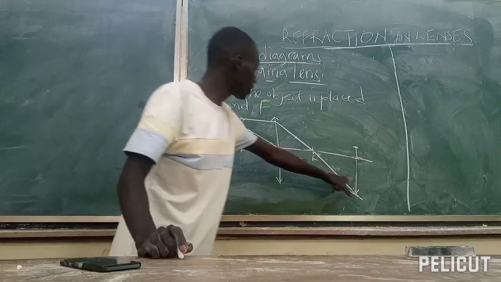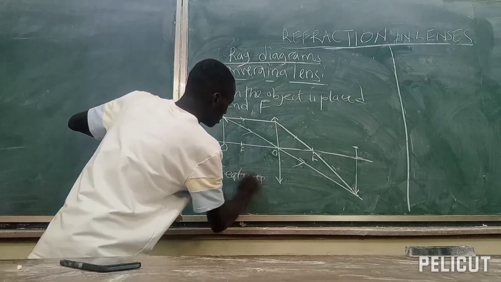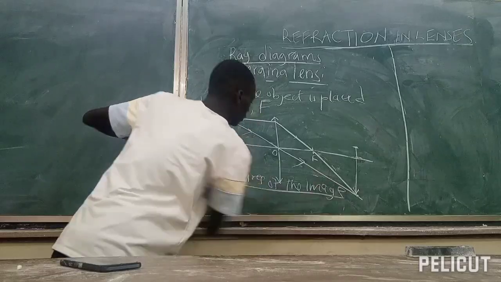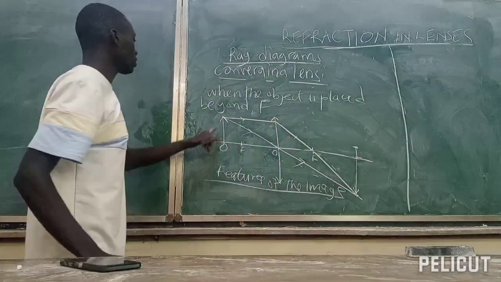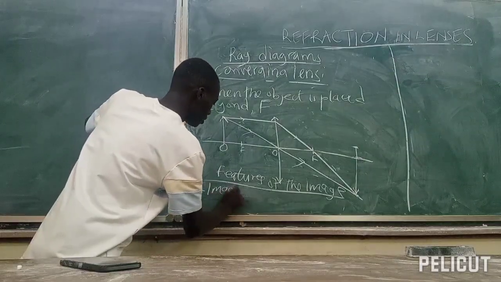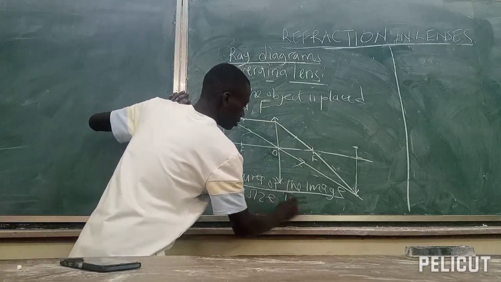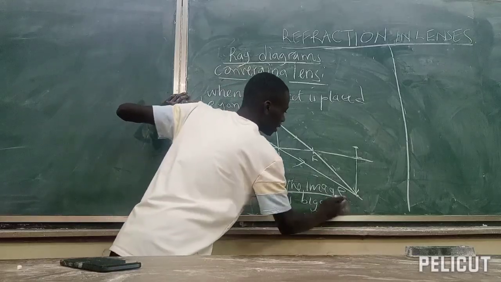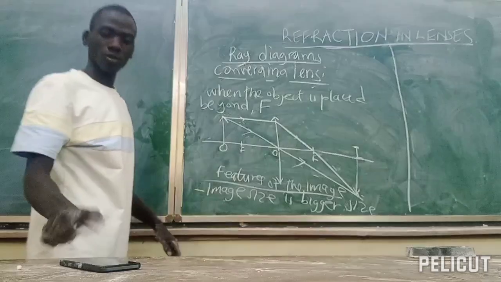The image size. So when you look at the features of the image formed, let us analyze the features one by one. The size of the image formed is bigger than what? It's bigger than object size. As you can see from there, image size is bigger than object size.